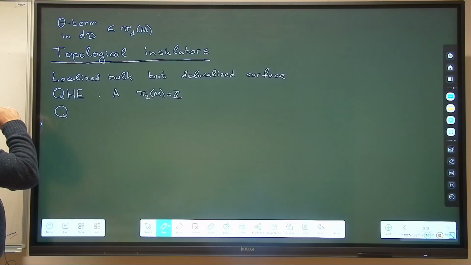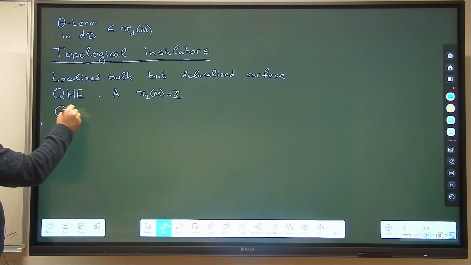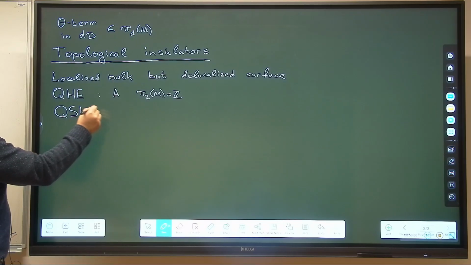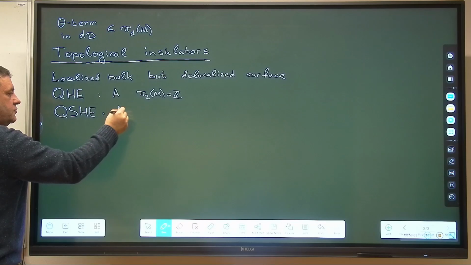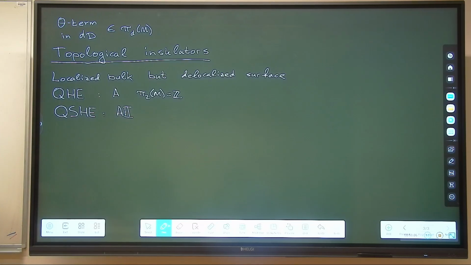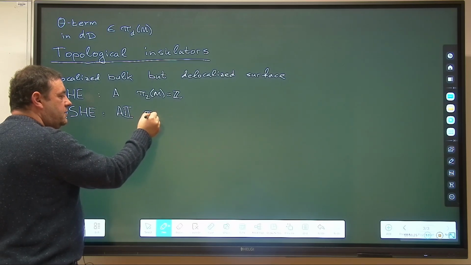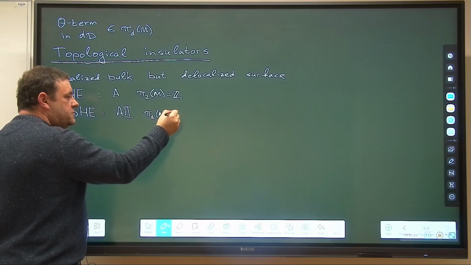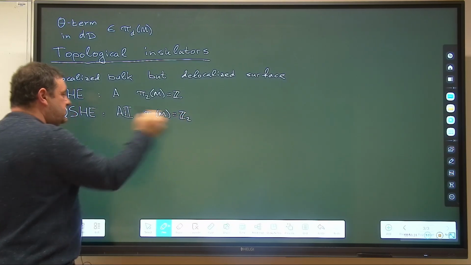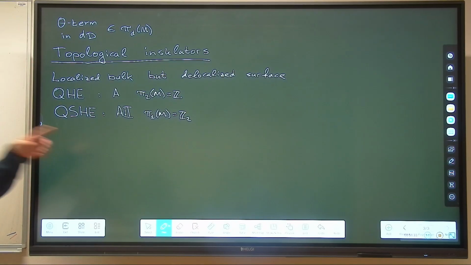So the other example that we studied is called quantum spin Hall effect. It's very similar, it's class A2 symplectic, and it can either have a pair of edge modes that is not localized or not. There are only two possibilities. And to distinguish between these two possibilities, we added a theta term, a very specific Z2 theta term, but to the edge theory, not to the bulk. And this is possible because pi 1 of M equals Z2.